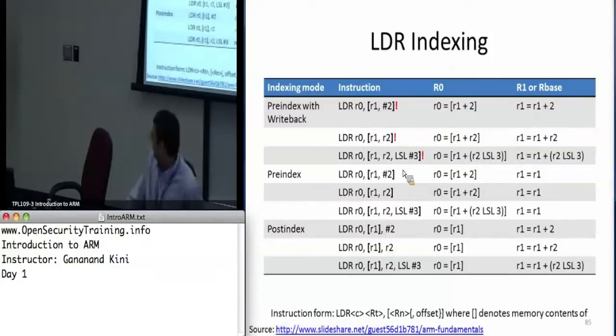Pre-index, which we've already seen before, is as it's always been, where you just add the offset and you don't write the address back into the base address register. You can also do the shifting here, which we may not have seen yet, but it'll use the calculated value without writing that value back into the base address register. Post-index, as you can see, does the same thing as pre-index with write-back, but here you specify the offset outside the square brackets, followed by a comma. It should be pretty straightforward. Any questions?